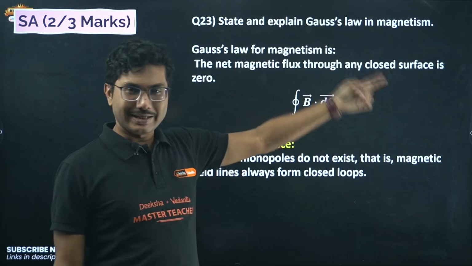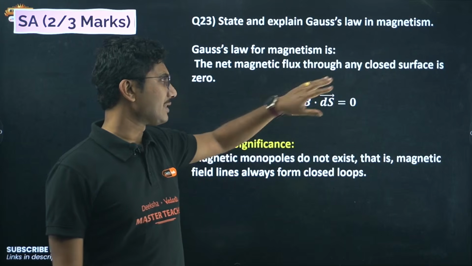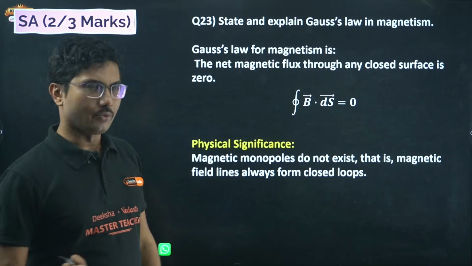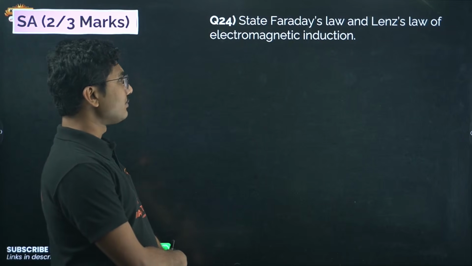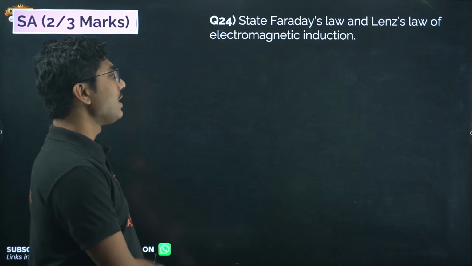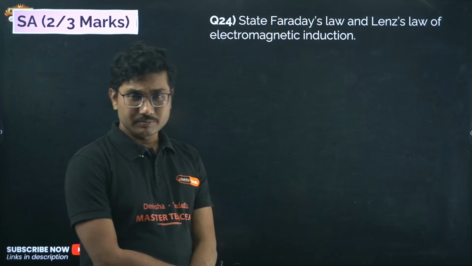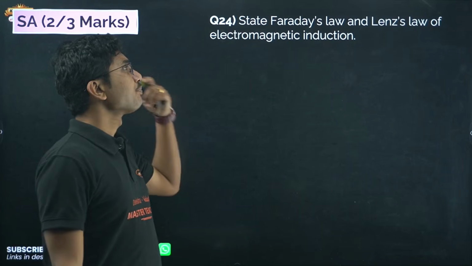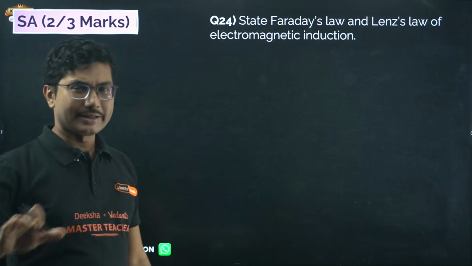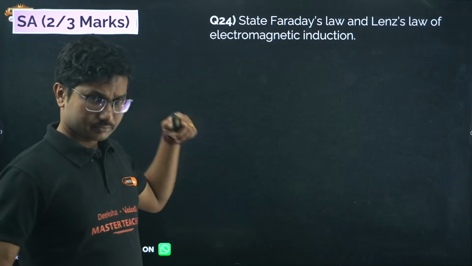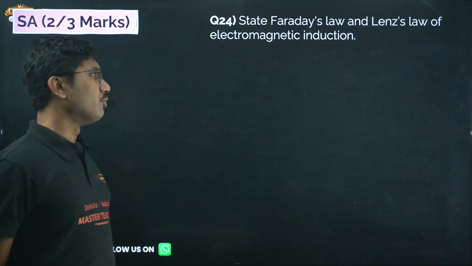Closed loop means the incoming flux is equal to the outgoing flux. That's why that is always equal to 0. Next, state Faraday's law and Lenz's law of electromagnetic induction. Out of these, Lenz's law is asked most of the time. Faraday's law came in some older times, not recent, but you should prepare both the laws.